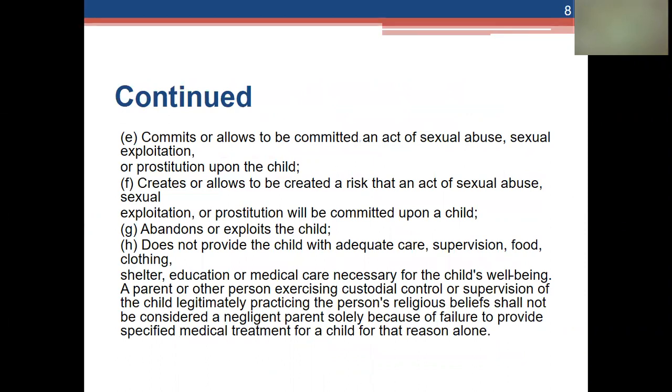A parent or other person exercising custodial control or supervision of a child legitimately practicing the person's religious beliefs shall not be considered a negligent parent solely because of the failure to provide specified medical treatment for a child for that reason alone. Based on that reg language, any indication of child abuse requires a critical incident report and a referral to CPS.